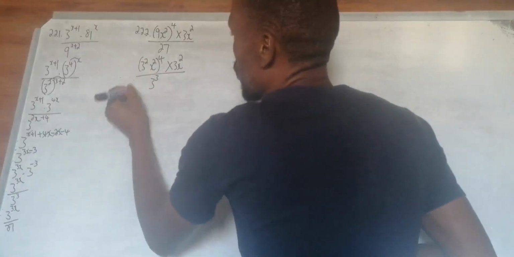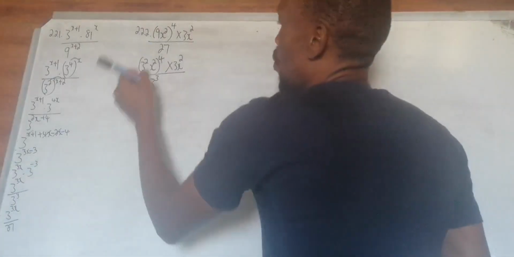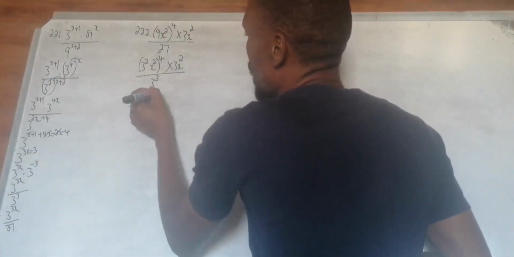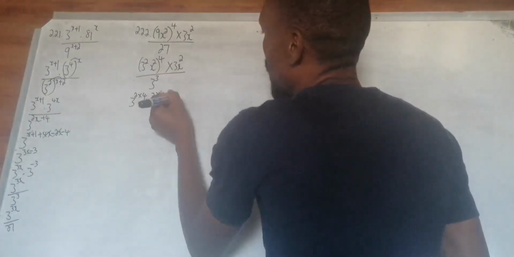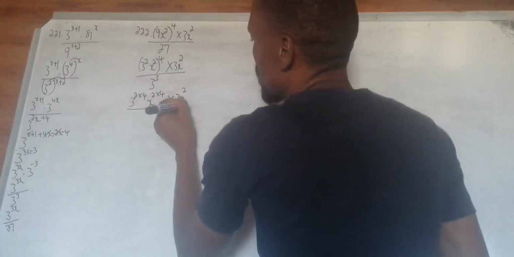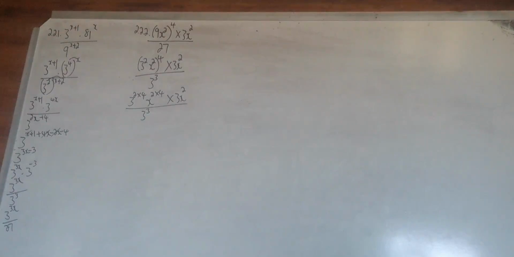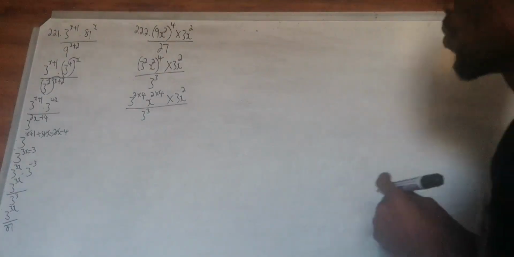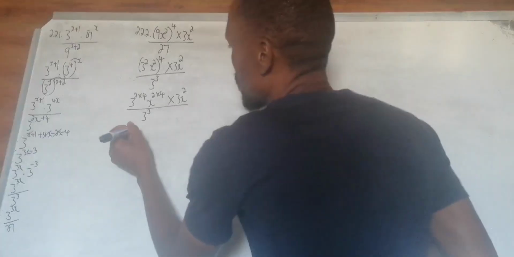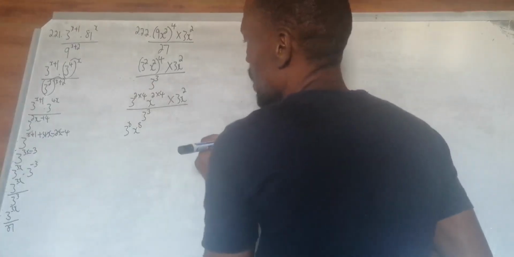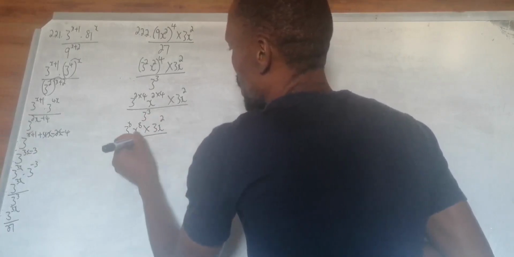I multiply every exponent inside the bracket. Take 3 with 2, we multiply by 4. Take x with 2, we multiply by 4. Multiply 3x squared divided by 3 exponent 3. 2 times 4 is 8, 2 times 4 is 8. So 3 to the 8 times 3x squared, all over 3 to the 3.